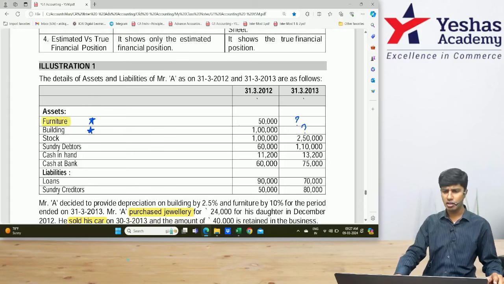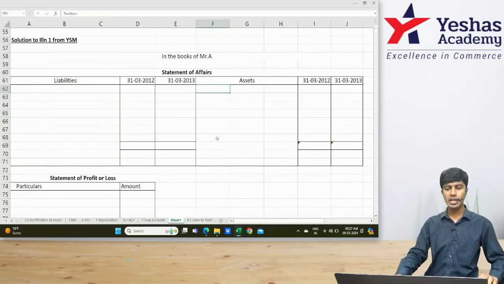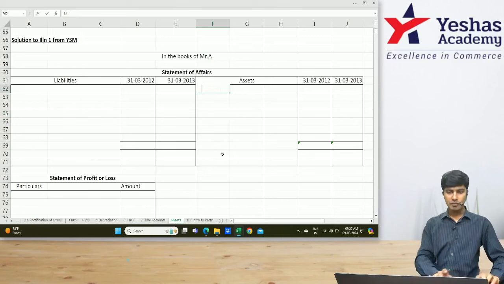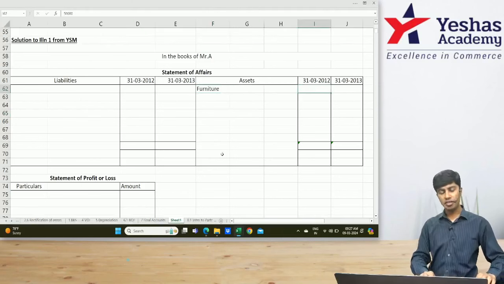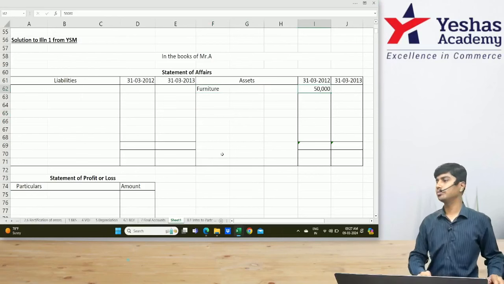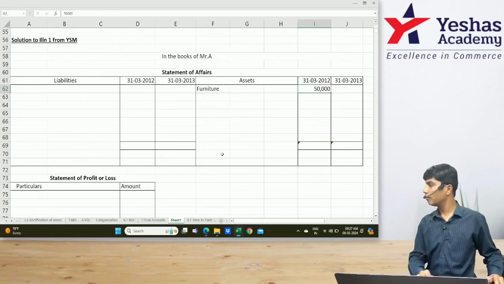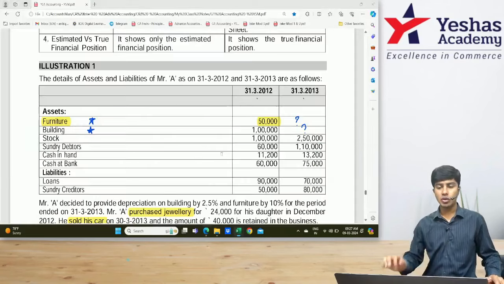Furniture. How much furniture? 50,000 is the opening balance. Closing, we don't know. So how do we get to know? Later. They've told no adjustment. We'll do that and then we'll find it. So on the asset side, I'll write furniture, 31st of March 2012, 50,000. Everyone understood this? Then closing, we don't know. We will write it later when we read the adjustment.